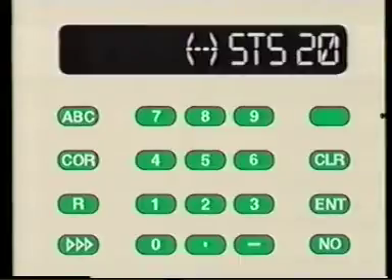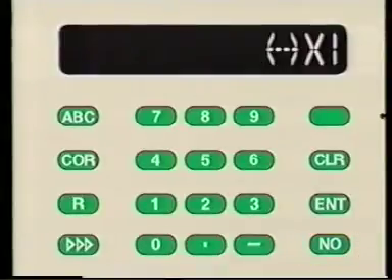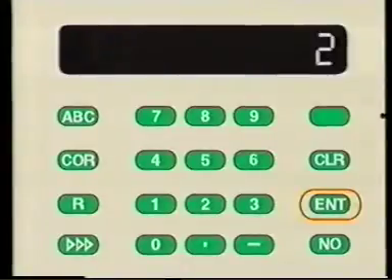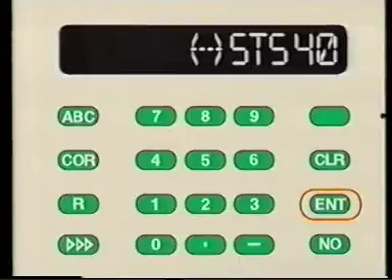The width of this pattern is 20 stitches. Is this what is wanted? Press No. The width is to be multiplied or enlarged how many times? Press 2. Enter. The computer is confirming that the finished width is 40. That is 2 times 20. Press Enter.